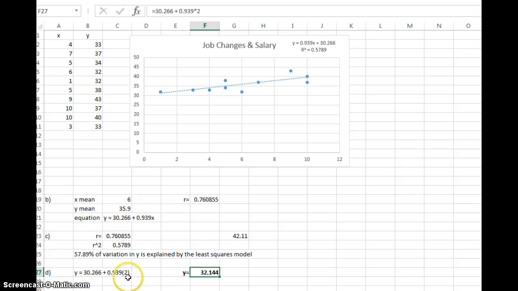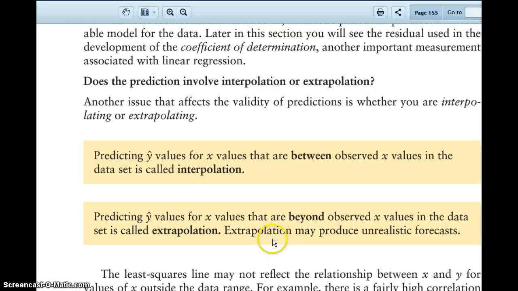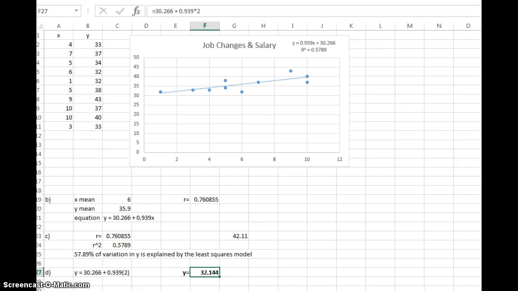And you can plug any number in there and make a guess on how much money someone would make based on the number of job changes. Now, when you're using that, make sure you keep in mind what you read on page 155 about interpolation and extrapolation. Basically, extrapolation, if you're making a prediction outside of the data values you gathered, is not going to be as good. It can lead to unrealistic forecasts. But if you use numbers in between, interpolation, in between your gathered data values, it's going to be more reliable.